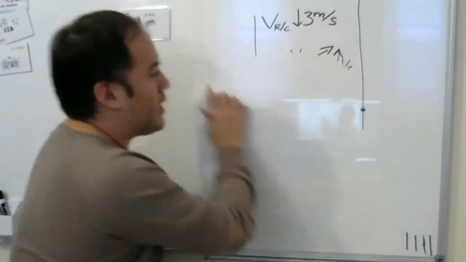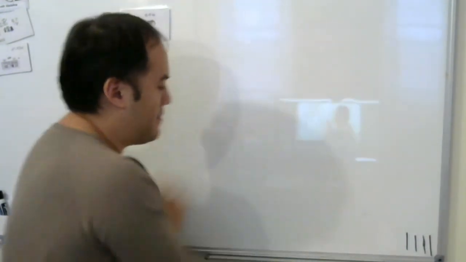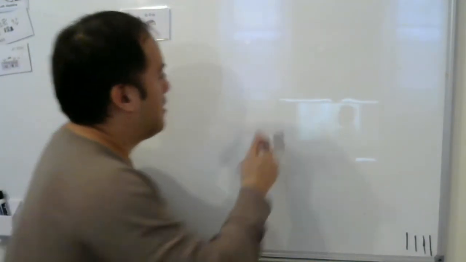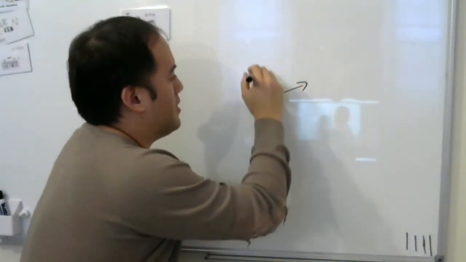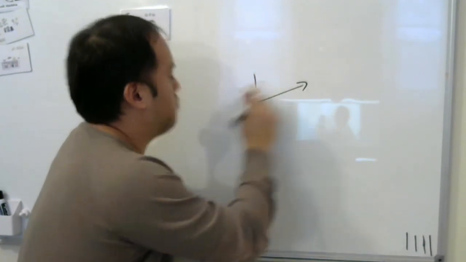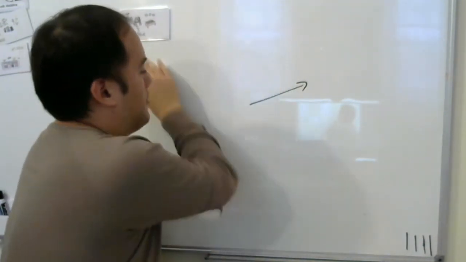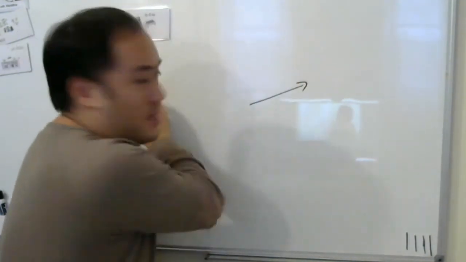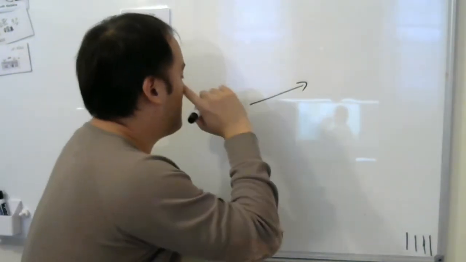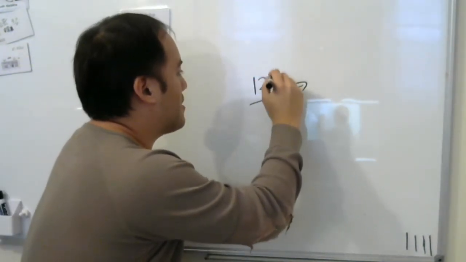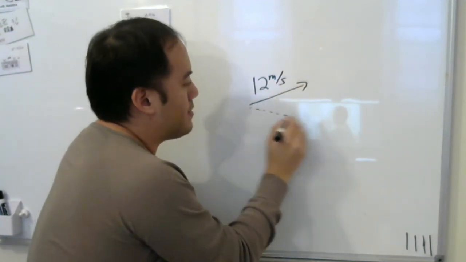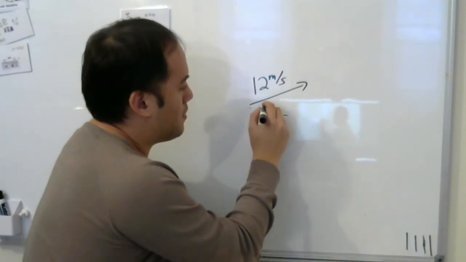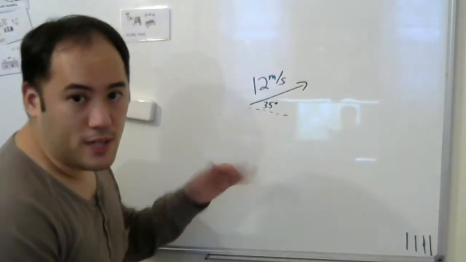If you are a pirate, and you read your treasure map and it says, go sail 100, go sail 20, go sail 12 meters per second at an angle 35 degrees north of east.